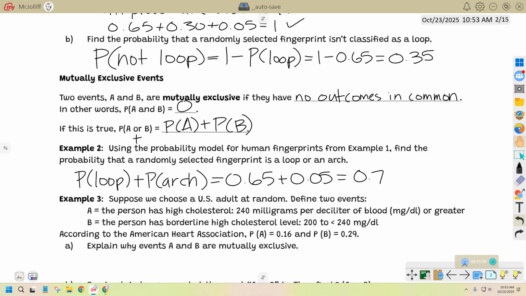A, the person has high cholesterol, 240 milligrams per deciliter or greater. B, the person has borderline high cholesterol, level 2.